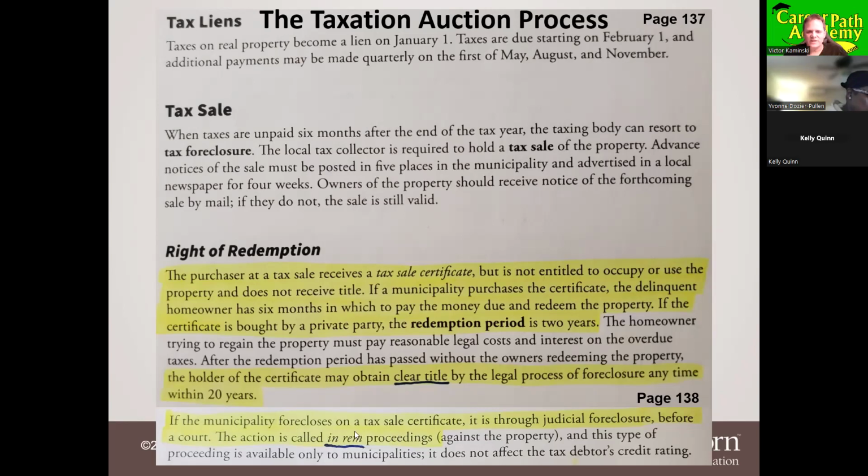So if the municipality forecloses on a tax sale certificate, it's through judicial foreclosure before a court called an in rem proceeding. So what do we call that special court proceeding reserved for municipalities to foreclose due to non-payment of taxes? In rem. How long does an owner have to pay back a private investor if they purchase a certificate at a tax auction? 2 years.